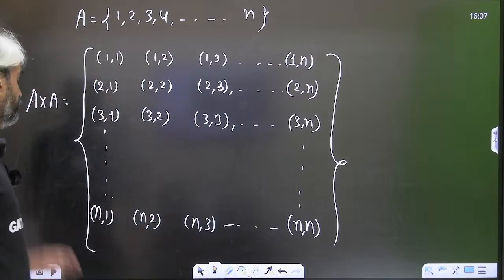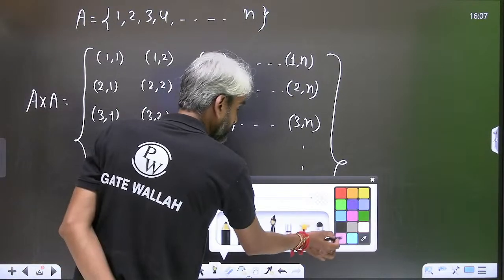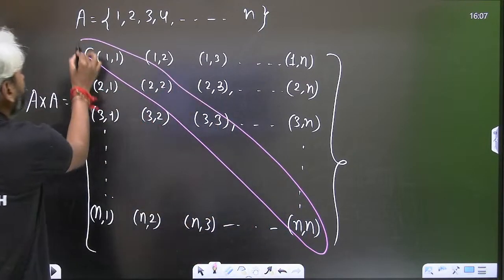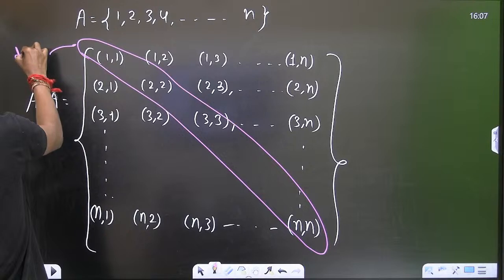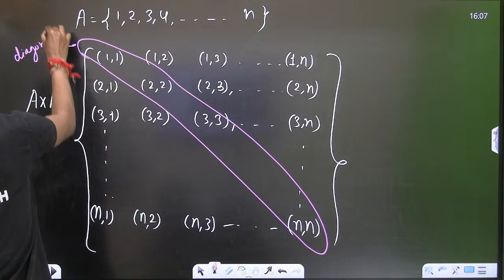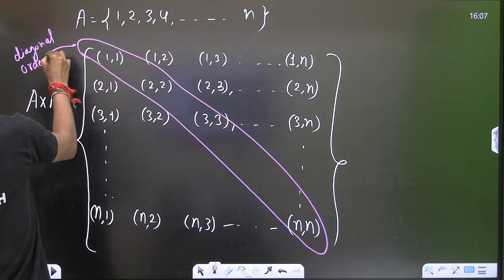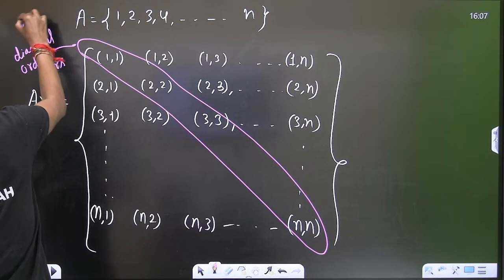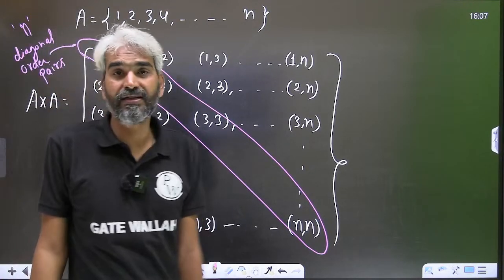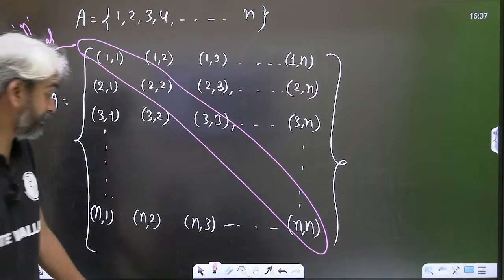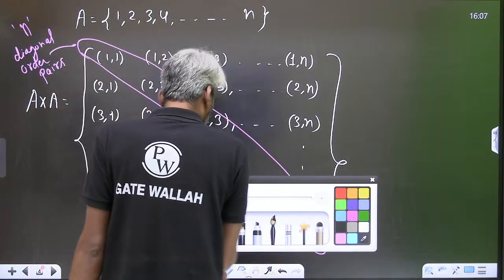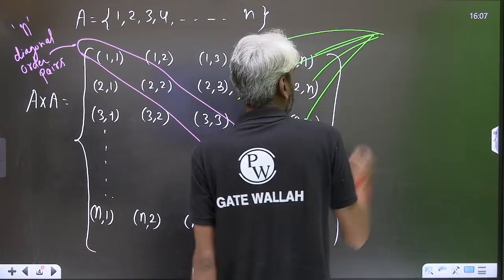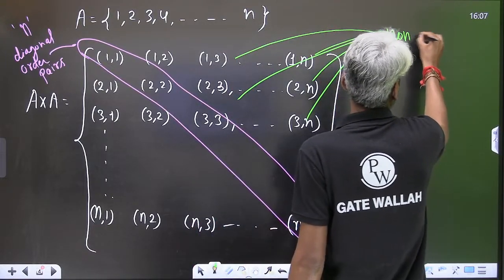Clear? Okay, so these are the things. Yesterday we defined certain things that these are called diagonal ordered pairs. How many diagonal ordered pairs are there? Exactly n diagonal ordered pairs will be there if the size of the set is n. Apart from that, all these other ordered pairs are called non-diagonal ordered pairs.